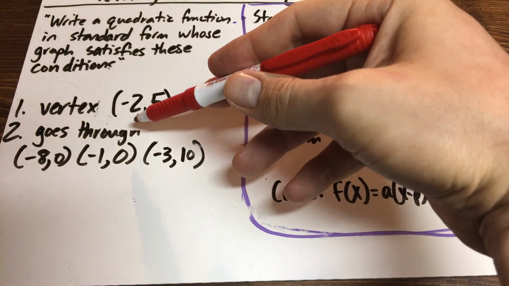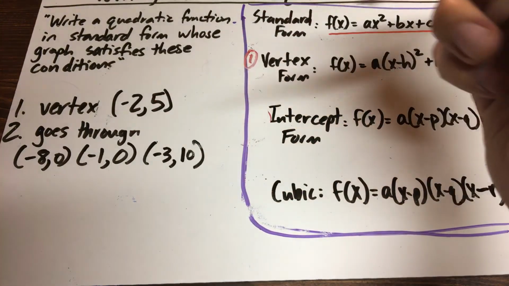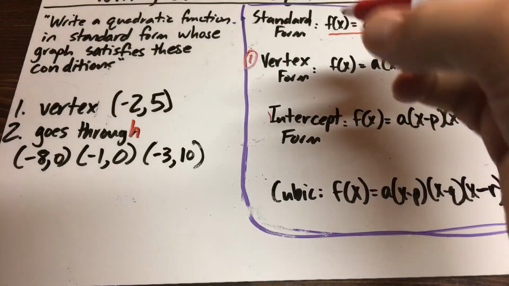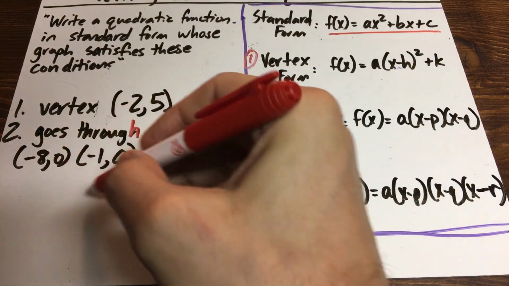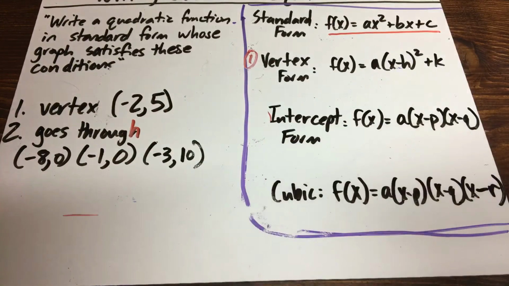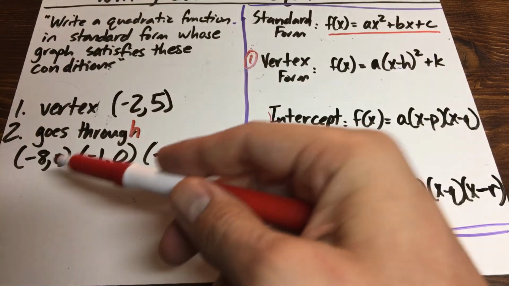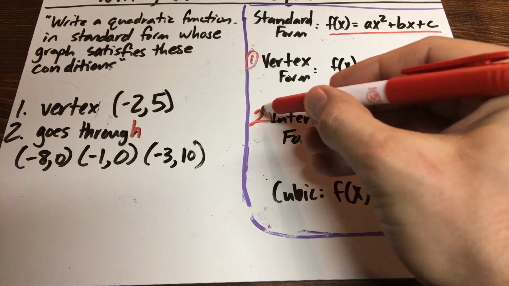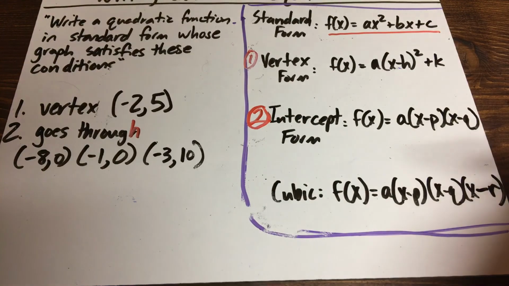If it gives us some points that the parabola goes through, like here, -8, 0, that's on the x-axis, right? That's an x-intercept. -1, 0, that's on the x-axis as well. That's an x-intercept. If they tell us some intercepts, or they give us some points that are on the x-axis, we're going to use this, option number 2. We're going to plug them into the Intercept Form formula, and then we're going to work it out.